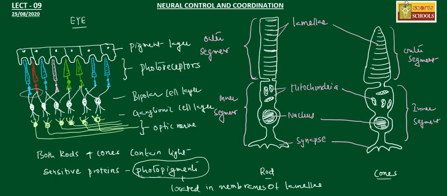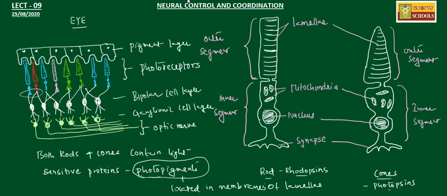And those photopigments will be rhodopsin in the rods, whereas in the case of cones we have photopsins. So rhodopsins are photopigments located in the membranes of lamellae of the rods, whereas photopsins are photopigments present in the lamellae membranes of cones, right?